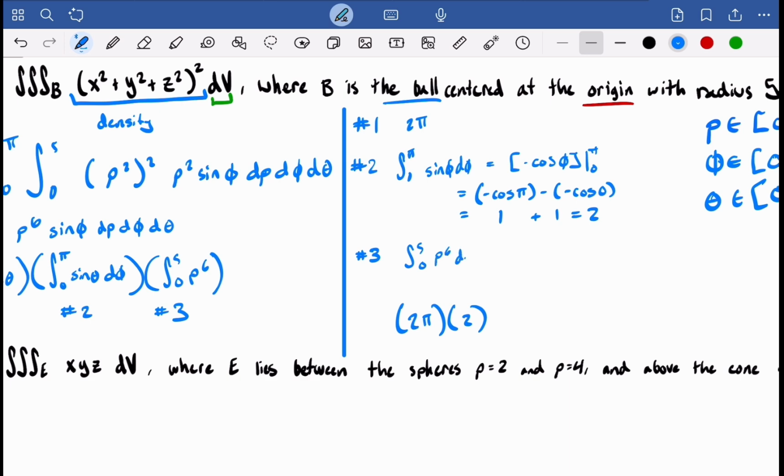For number 3, we evaluate the integral from 5 to 0 of rho to the 6th d rho, which is rho to the 7th over 7 from 5 to 0, which is 5 to the 7th over 7 minus 0. Let me use my calculator real quick for 5 to the 7. Alright, so it's going to be 78,125 over 7.